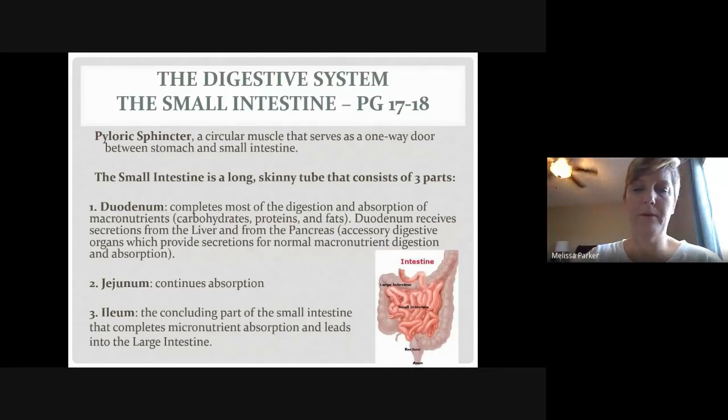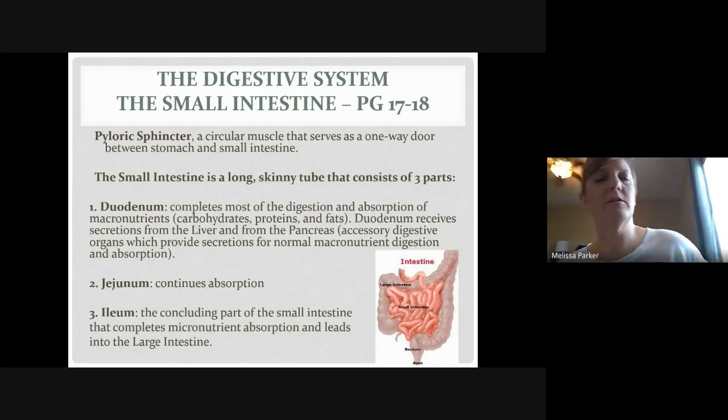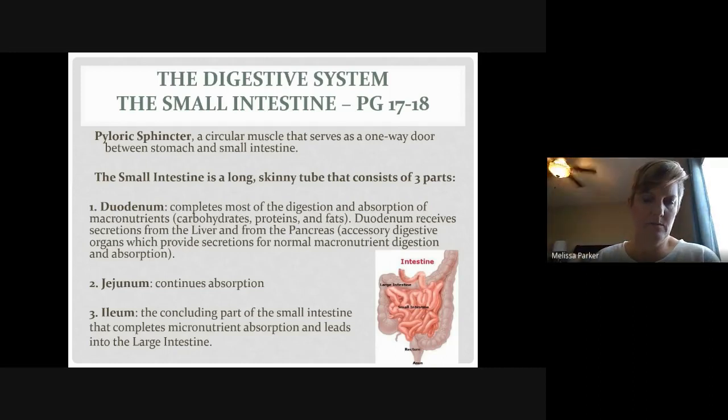Okay, so here it's talking about the pyloric sphincter. That was the one that's at the bottom. It's a circular muscle that serves as a one-way door between the stomach and the small intestine. So things shouldn't come back into the stomach. There is a condition in pediatric patients called pyloric stenosis, which means that there's a narrowing due to an increase of muscle in the stomach at the pyloric area. And then they'll have this very forceful projectile vomiting. It's one of the most common conditions that we see that requires surgery right after birth. We'll talk about it again when you get into pediatrics. You don't have to know it for this class.